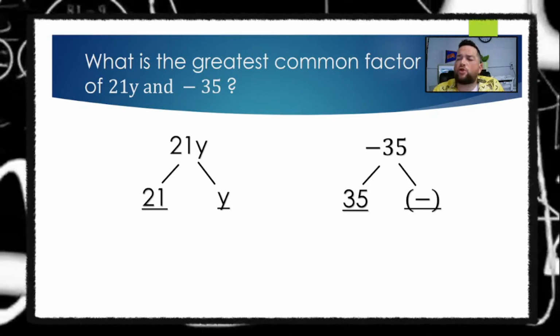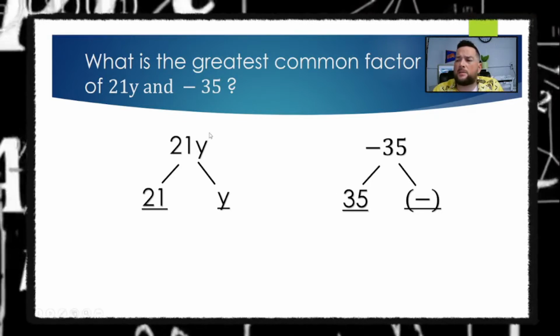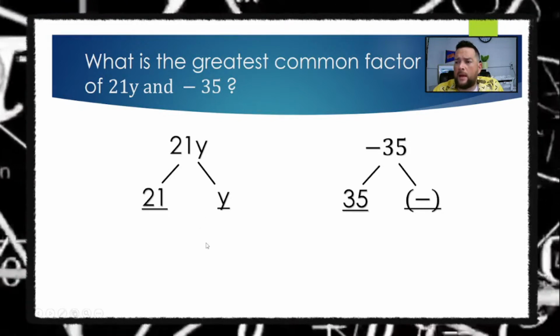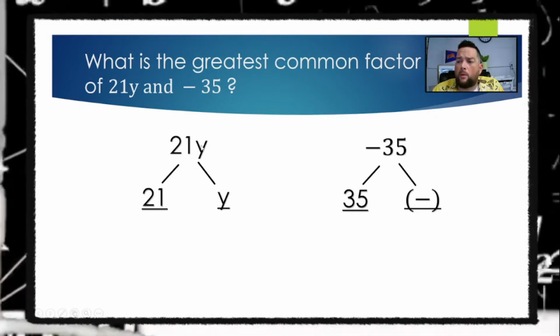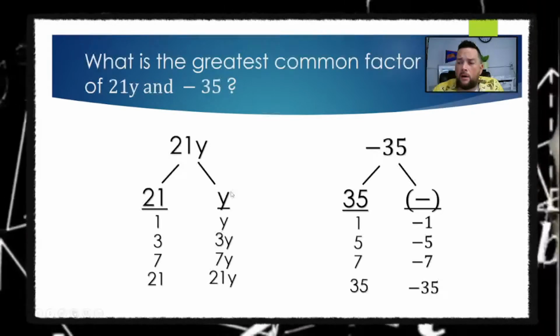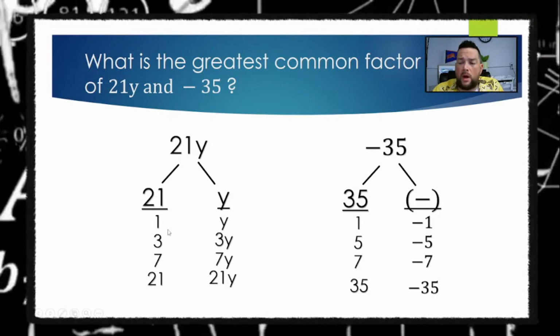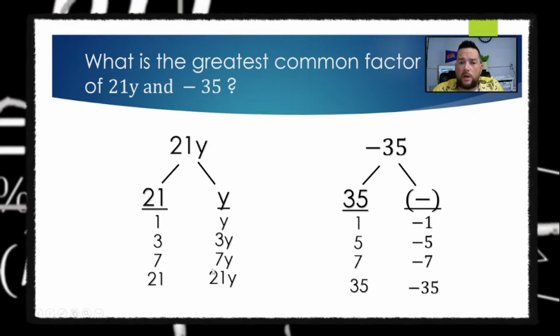All right, so go ahead and try this now, because you see that I kind of split this off, and then come back and see if you got the right answer. The factors of 21y: we split 21 off of y, and we get 1, 3, 7, and 21 for the factors of 21, and we're going to include those with the y's over here, just like that.